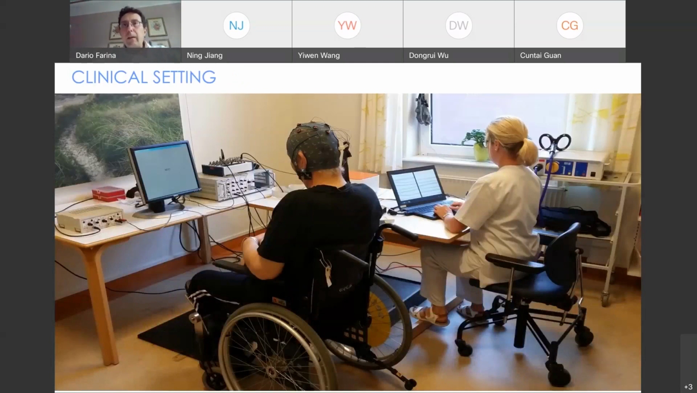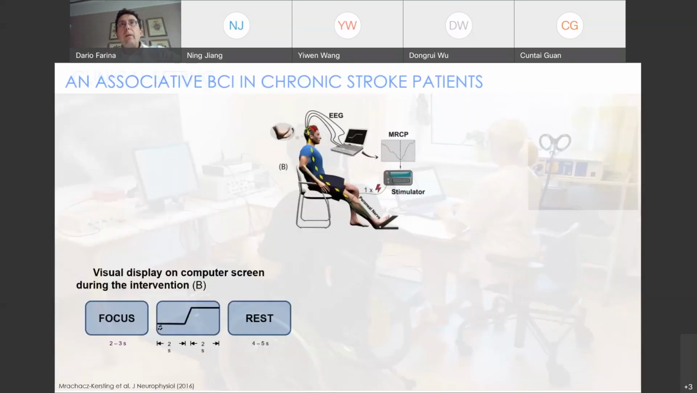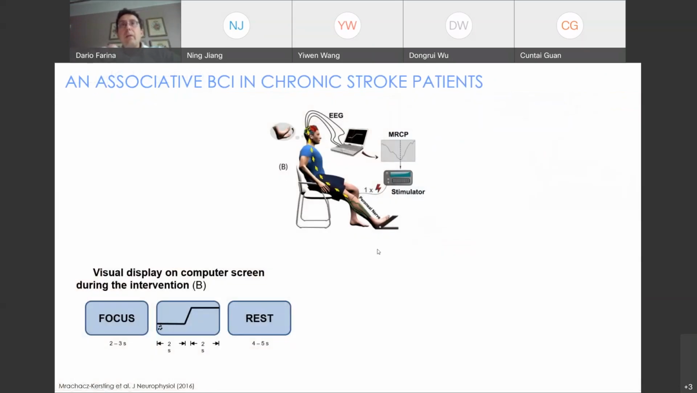And with respect to many other studies that other groups have proposed, we always stressed the precise timing. So we always stress the precise association between motor and sensory feedback. So in a first study in a sample of chronic stroke patients, we looked at exactly the same paradigm. So we have EEG, we have a slow cortical potential, we have triggering of a single stimulus at the peroneal nerve that provides afferent feedback.